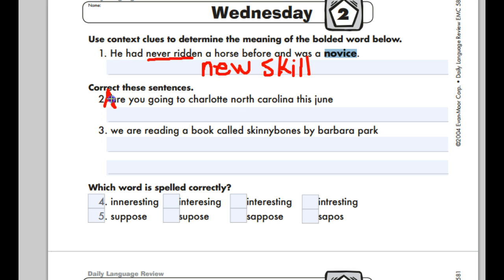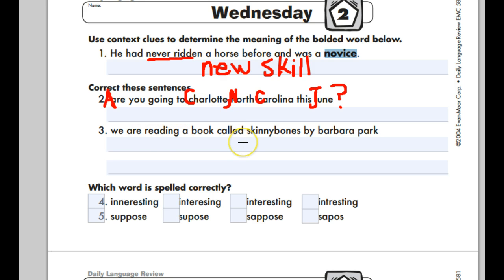Are you going to Charlotte, North Carolina this June? Well, capital R. It's a question, so we're going to put the question mark so we don't forget. Charlotte, North Carolina. Charlotte is the name of a city. North Carolina is the name of a state. And we always put commas in between cities and states. And then June is the month, so it needs to be capitalized. Hopefully you caught all of those, especially the comma between the city and the state.